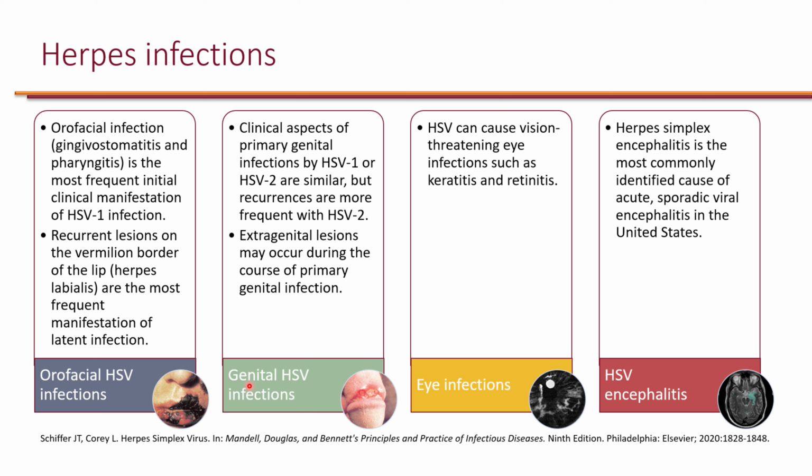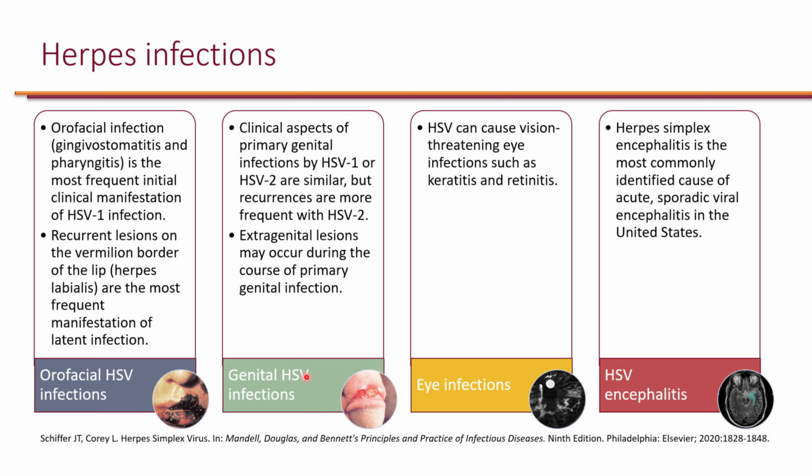Now, it can also lead to genital HSV infection, and this could be both men and women. And when it comes to genital HSV, it is more common to have recurrences with HSV2. But again, either HSV1 or 2 can cause genital herpes. It's just that it's more likely to have recurrences with HSV2. HSV1 just doesn't recur that often in the genital area.